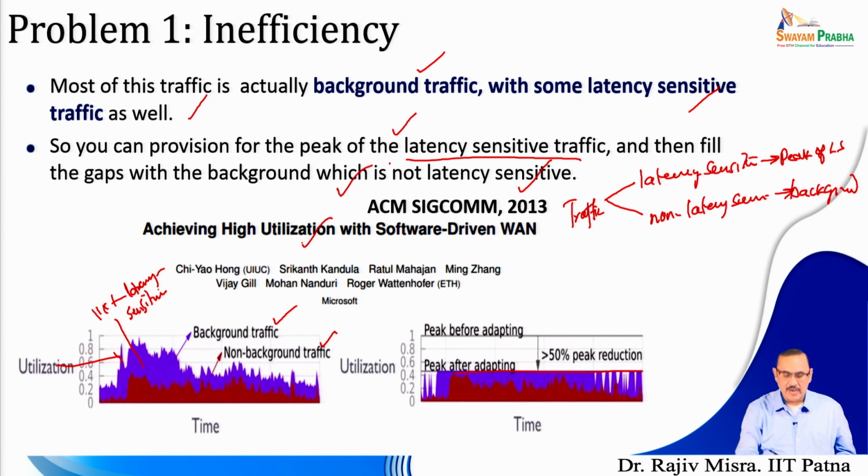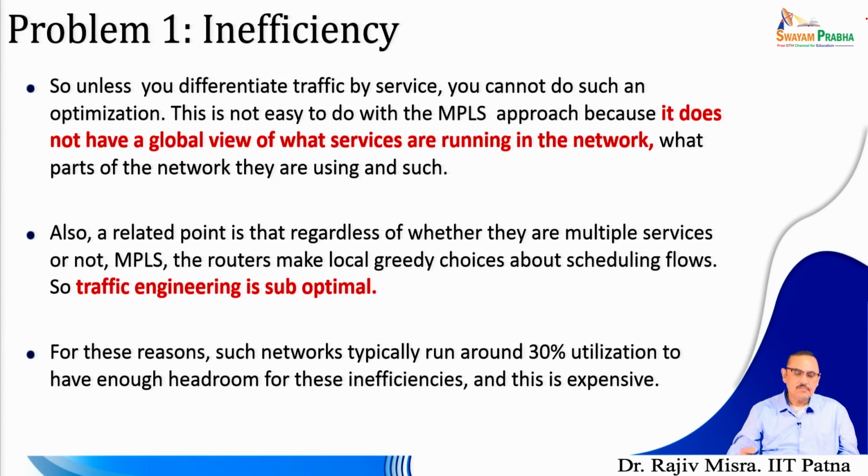So, the traffic coming into the data center can be classified into latency sensitive and non latency sensitive. We are now going to see that the peak of the latency sensitive traffic becomes the important measure for resource provisioning and planning in inter data center networking. Unless you differentiate the traffic by service, you cannot do such an optimization.